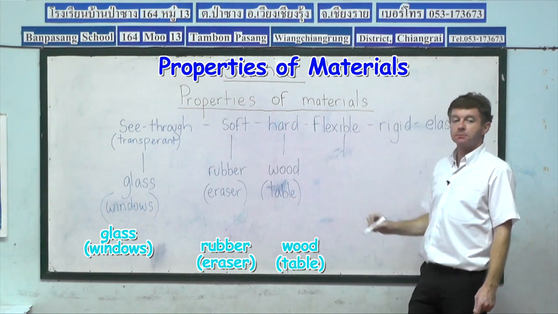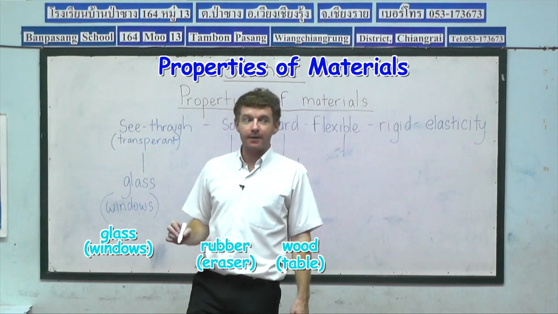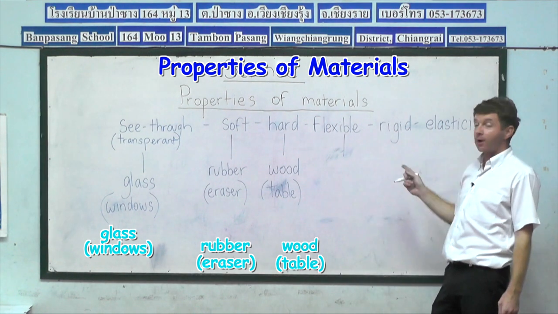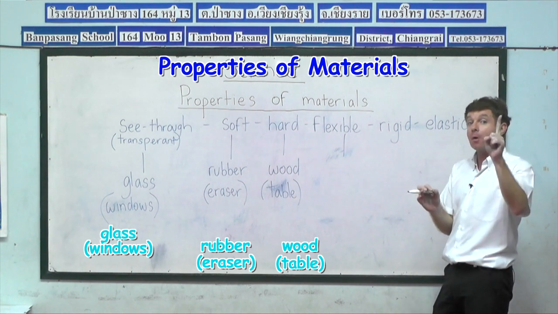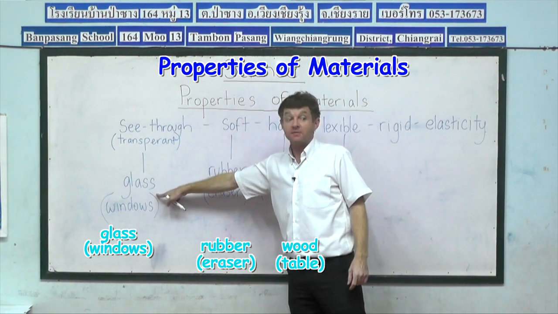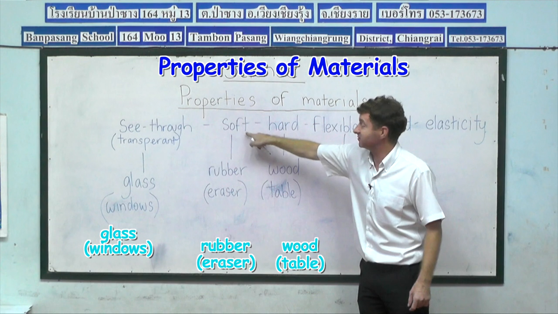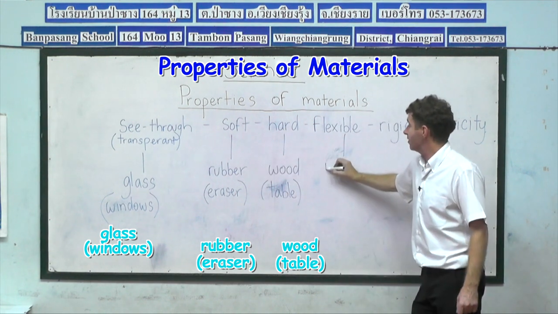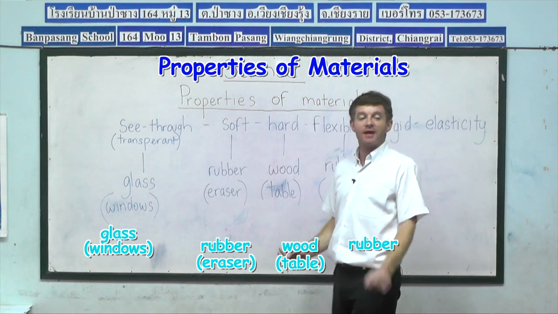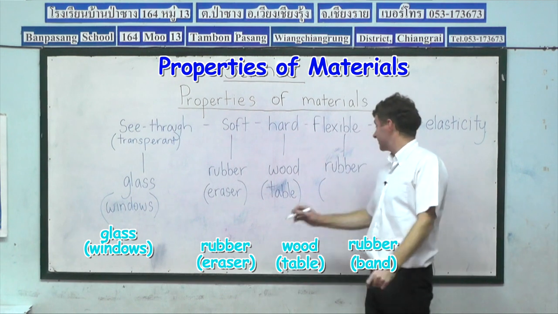Now, how about flexible? A rubber band, yes. So, what material is a rubber band? Rubber, yes. You see, we've got rubber as soft, but it goes to show that some materials can display more than one property. For example, glass. Is glass hard? Yes. Glass can be see-through and it can also be hard. Rubber can be soft and rubber is also flexible. So who can give me another example of a rubber object that is flexible? A rubber band. From the last lesson, we did the experiment with the rubber band.